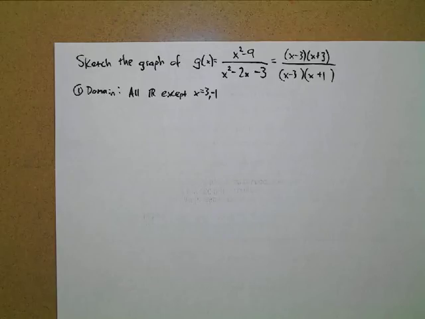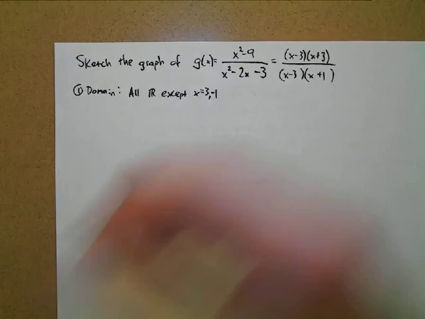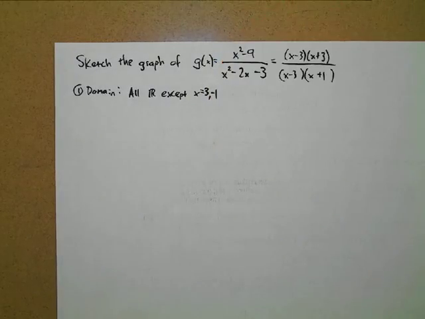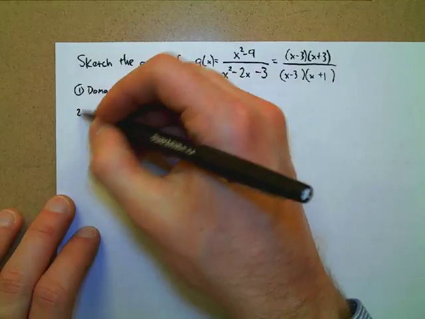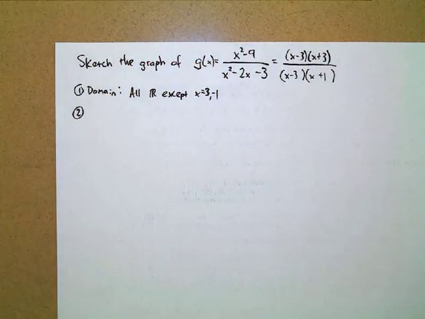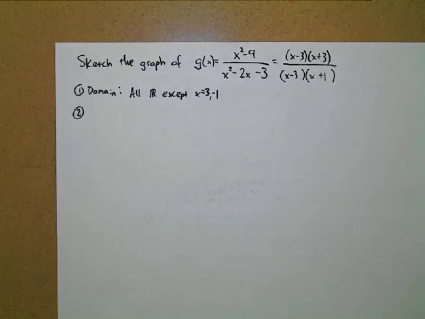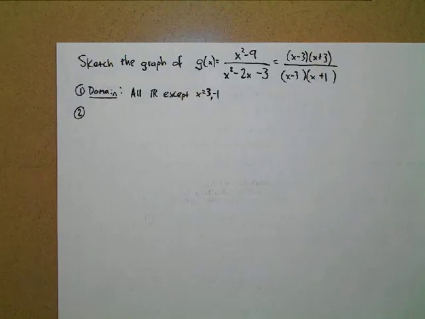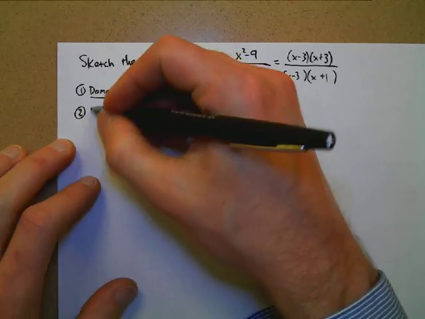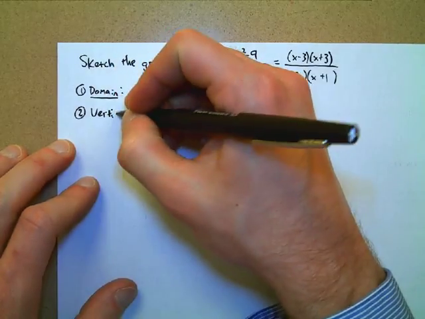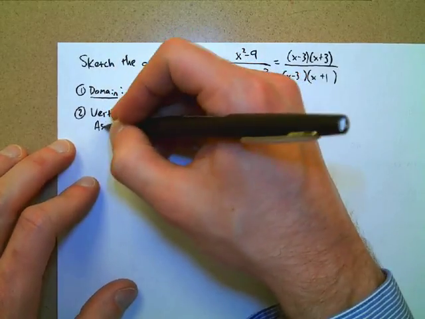Yeah. All right. So now let's identify any vertical asymptotes or holes. Vertical asymptotes or holes. Okay. So, do we have any vertical asymptotes? Or do we have any holes?